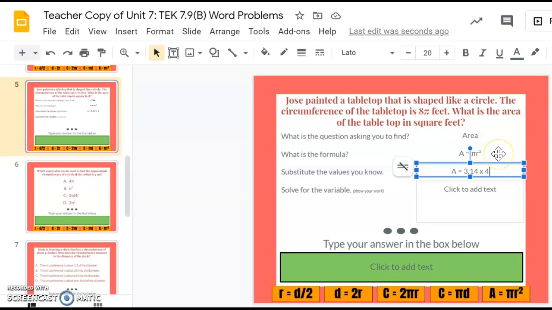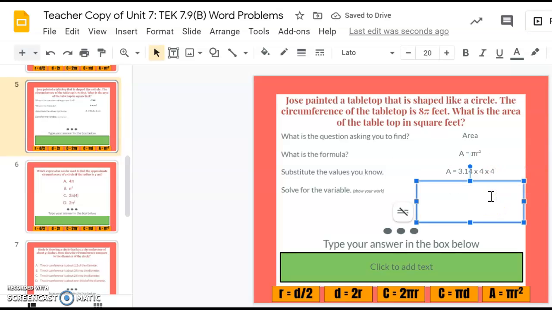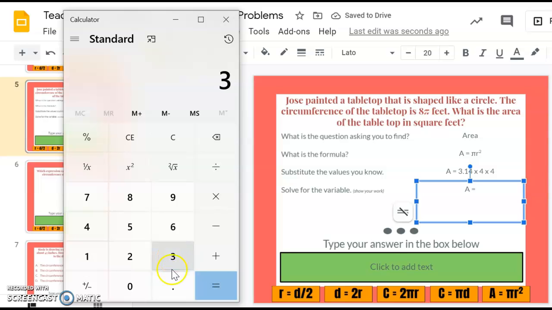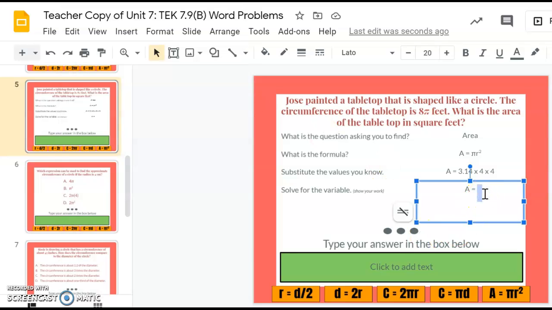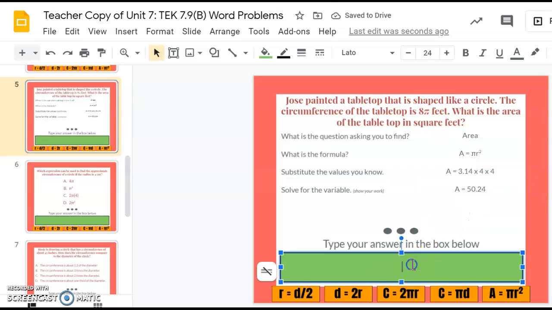And so now we can't just leave it like this because our radius is squared, so I have to times it by itself again. So there we go. Not too bad, right? So I have area equals, let me get my calculator out, 3.14 times 4 times 4 equals, so up here we have pi times radius, 50.24. So I have 50.24. That's how that works.